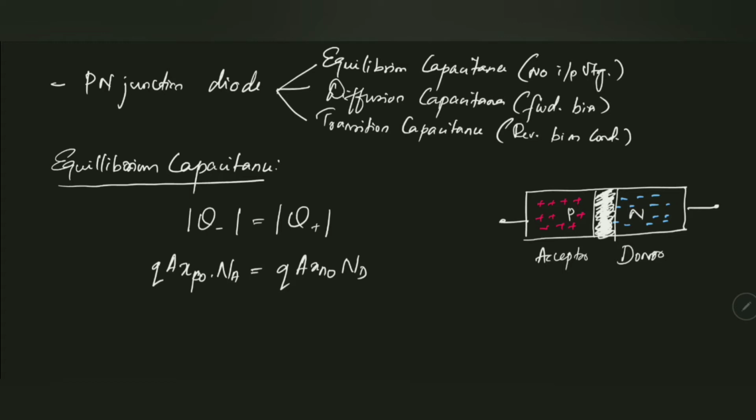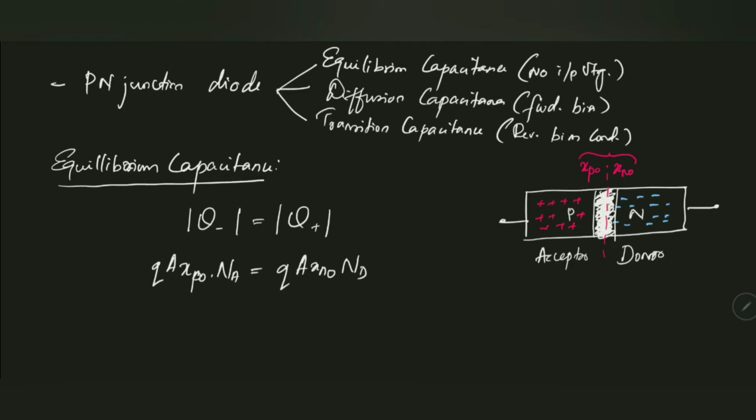So on one side I am taking the p type; that is, I am going to separate it into 2. This is the middle point, and here you have x_p0, and this is x_n0. Combined, x_p0 plus x_n0 will give you the total depletion width. So x_p0 is the width at the p type region, and x_n0 is the distance or the length at the n type region. And N_a is the number of acceptors, and N_d is the number of donors.